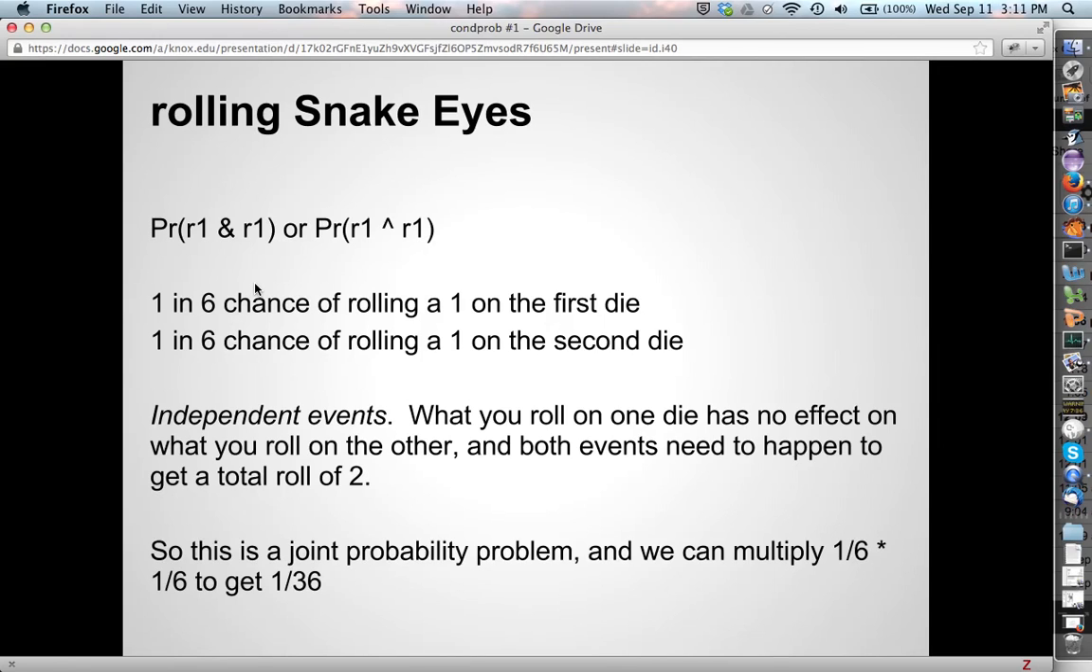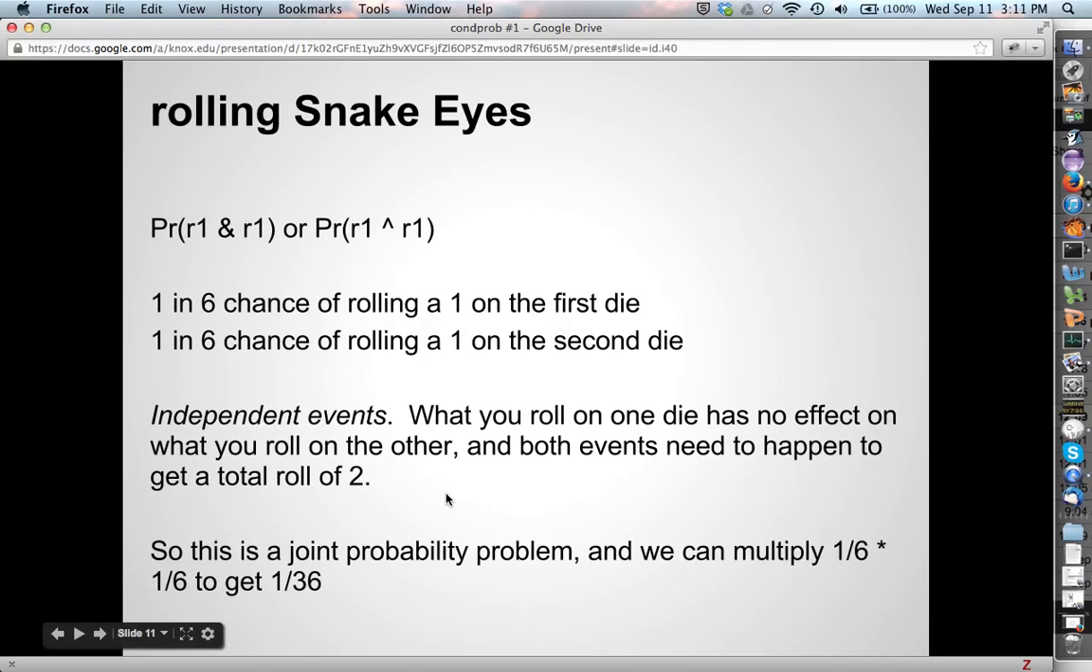These are independent events. What you roll on one die has no impact on what you roll on the other die. It's not like saying the probability that it's raining in St. Louis and the probability that it's raining in Chicago. Those are not necessarily independent events because there may be weather systems that commonly affect both Chicago and St. Louis, whereas when you're rolling dice, those are truly independent events. They don't have any impact on one another.